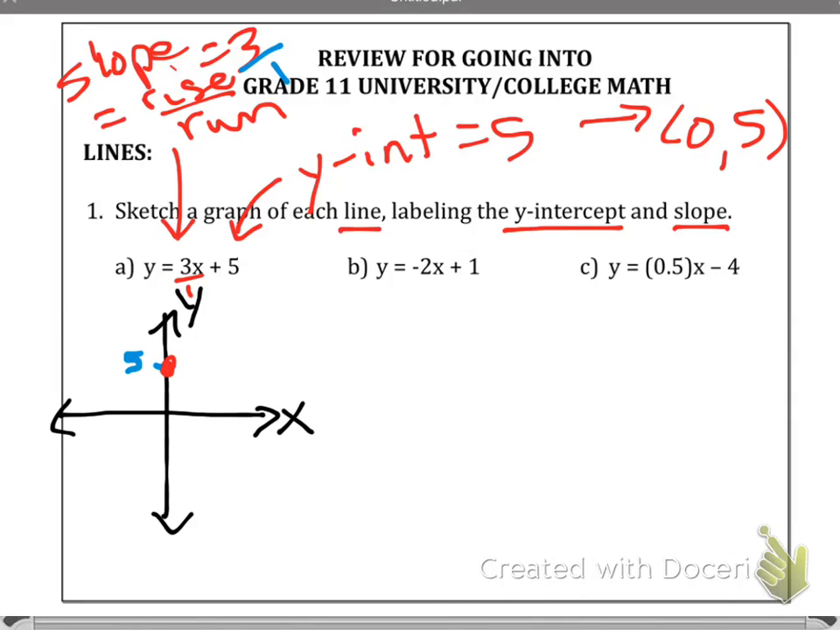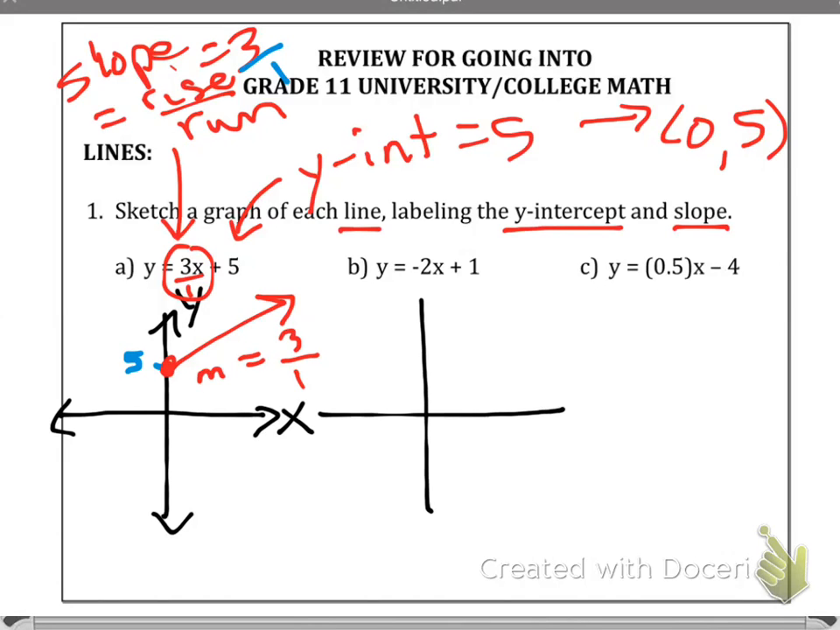and then that slope, this is just a sketch, so it's a positive slope, so it goes up. And it says label y-intercept and slope, so we're just going to say slope is 3 over 1. That's good enough for labeling it. So y equals negative 2x plus 1. Technically, you should have arrows, label your x-axis and your y-axis.